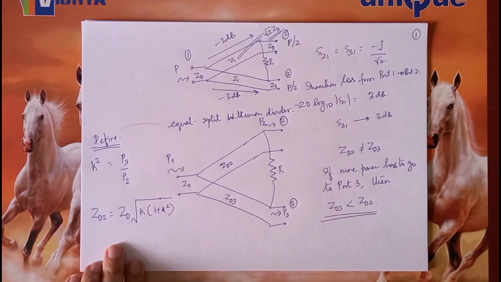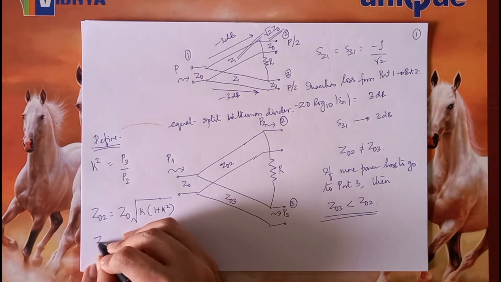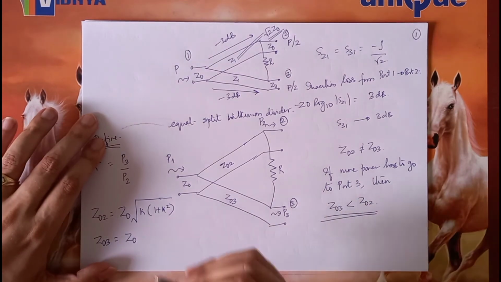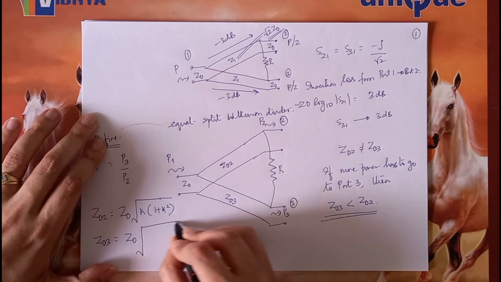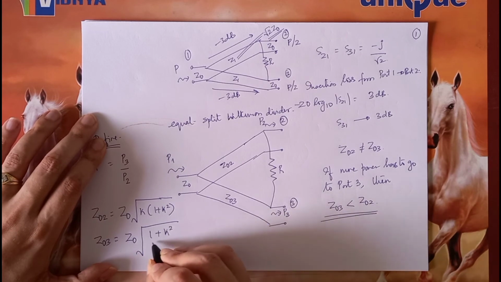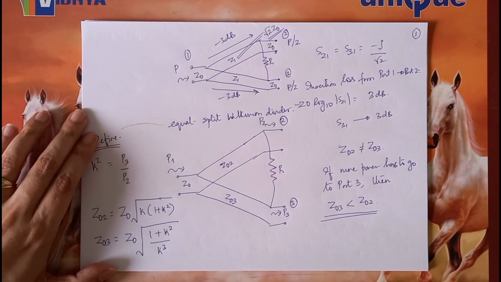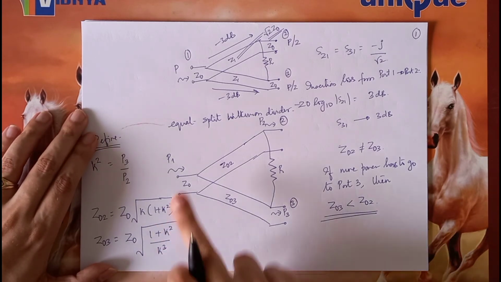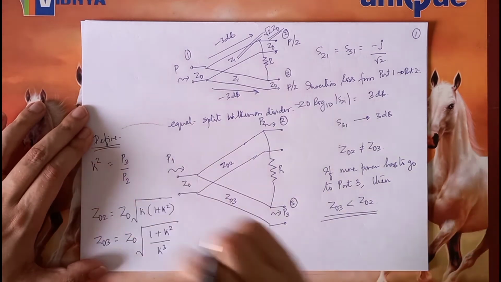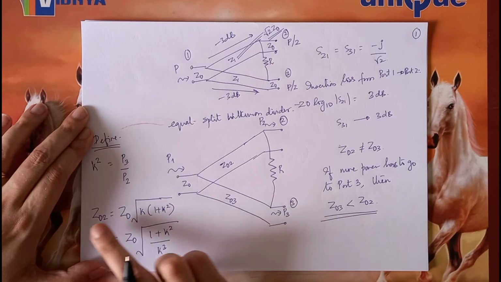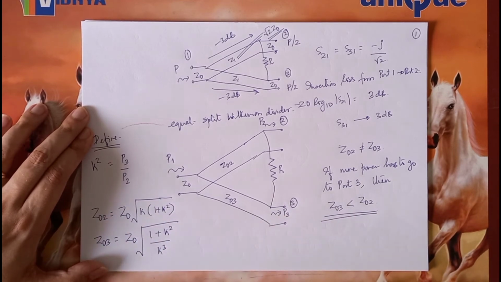K times 1 plus k square, the whole root times Z0. And Z03 will be Z0 times 1 plus k square divided by k cube. You can immediately see that if k is more than 1, or if k square is more than 1, that means P3 is more than P2. You can immediately see that Z02 will be more than Z03 because this quantity will always be more than 1 and this quantity will be less than 1.